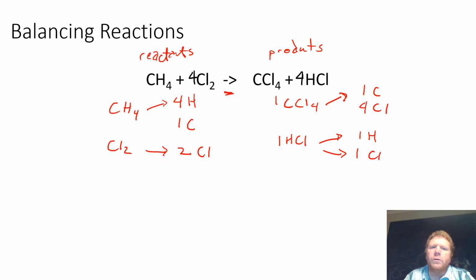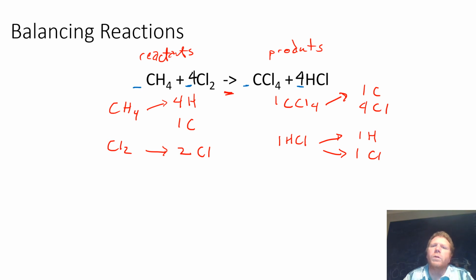So what we need to do is put coefficients in front of each one of our different reactants and products so that we have the same number of chlorines, carbons, hydrogens on the reactant side and the product side. Now what I would recommend is always find something that kind of stands out. For instance, in this chemical reaction, we've got chlorine. Chlorine is present as Cl2, and it's present in CCl4 and HCl.